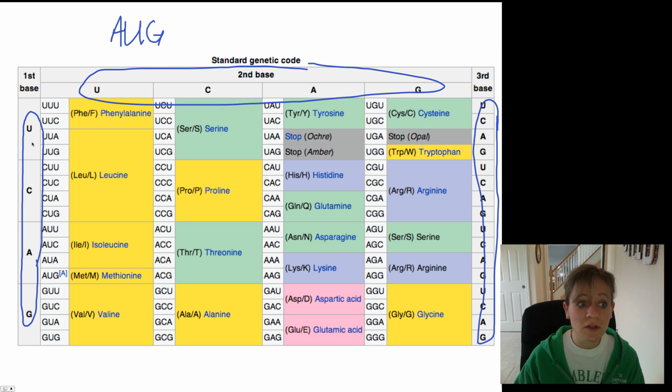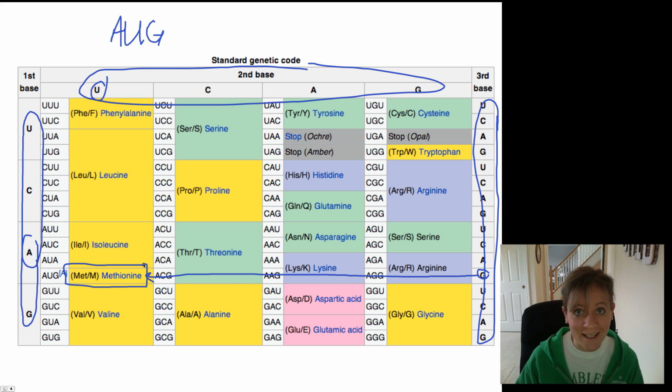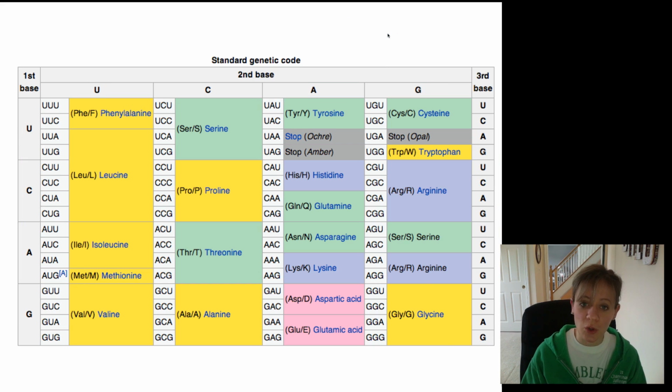So if we start over here with the first base, we find our A, and then we go over to our second base and we find our U. So here's our A, and here's our U. So right now we're in this box right here, but now we need to go over to our third base all the way over here and find our G, which is right here. So we bring that all the way over and look at what we come to. We come to methionine. So what I want you to do right now really quickly is see if you can figure out what amino acid CCU would code for, and write that in your notes and practice using that genetic code.